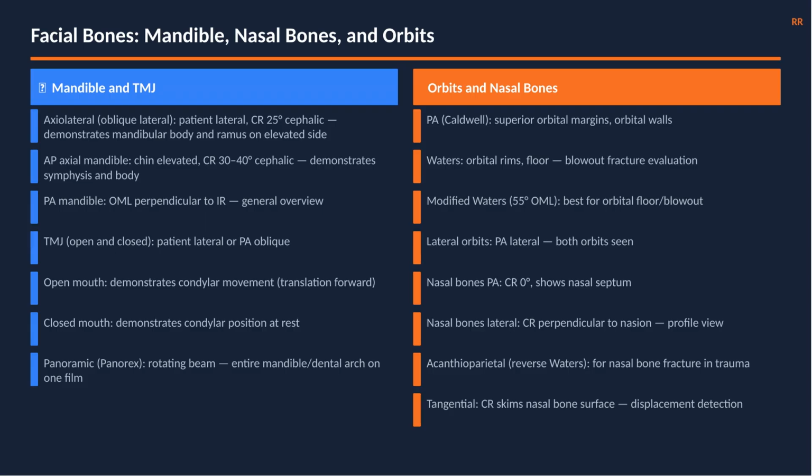Waters, orbital rims and floor. The primary view for blowout fracture. Modified Waters at 55 degrees, specifically for the orbital floor. Nasal bones. Lateral. CR perpendicular to the nasion. Demonstrates nasal bones in profile. Most common projection for nasal fracture. PA. CR 0 degrees shows the nasal septum. Tangential view. CR skims the nasal bone surface to show displacement.